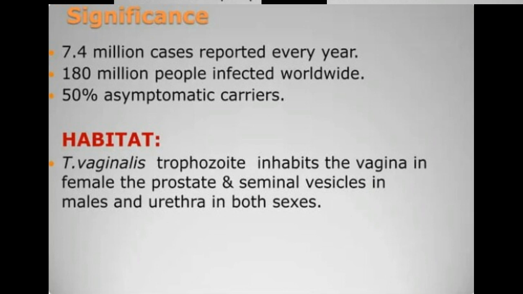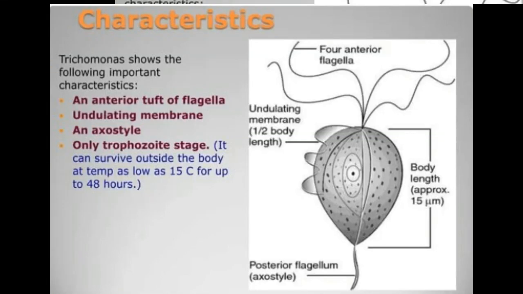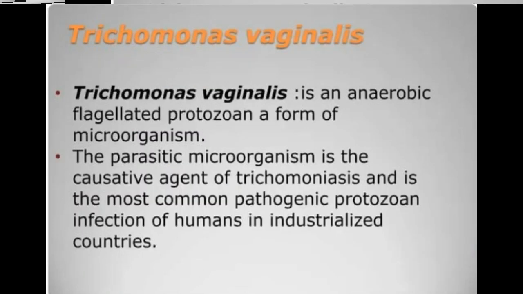Habitat: T. vaginalis trophozoite inhabits the vagina in females, and the prostate and seminal vesicles in males, and the urethra in both sexes. Characteristics: Trichomonas shows the following important characteristics: an anterior tuft of flagella, undulating membrane, and axostyle. Only the trophozoite stage, it can survive outside the body at temperatures as low as 15 degrees Celsius for up to 48 hours.